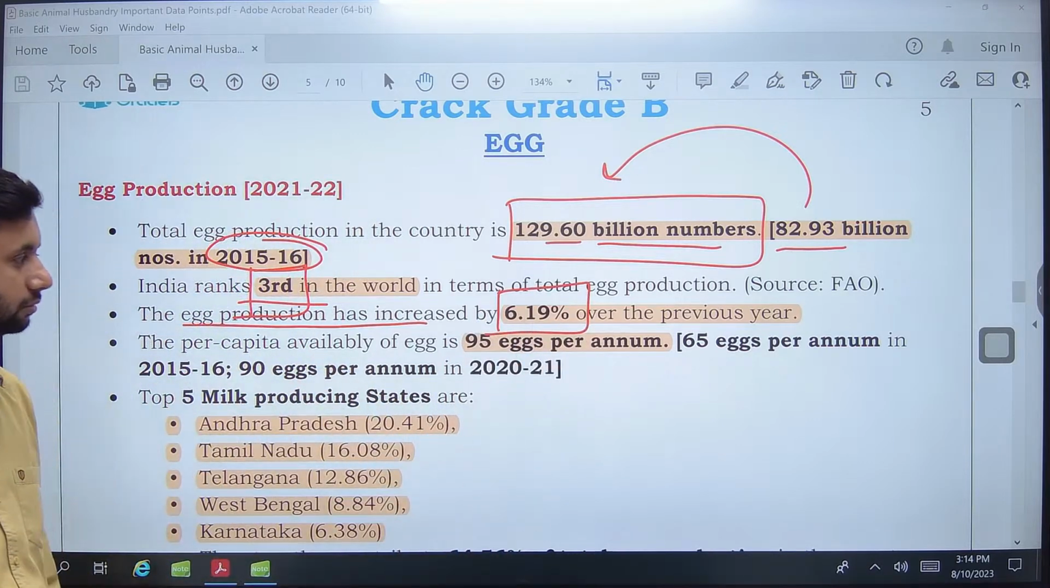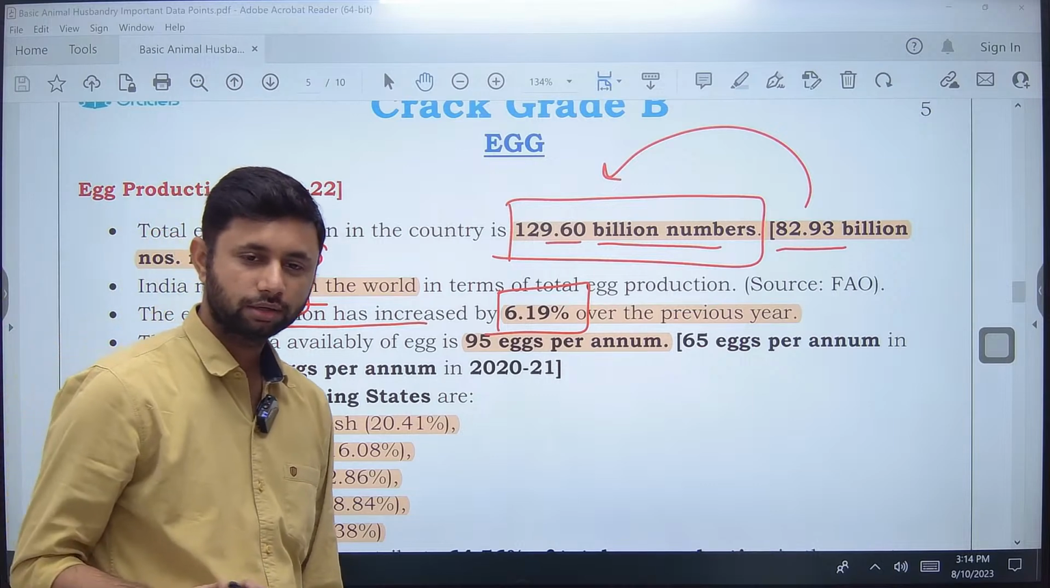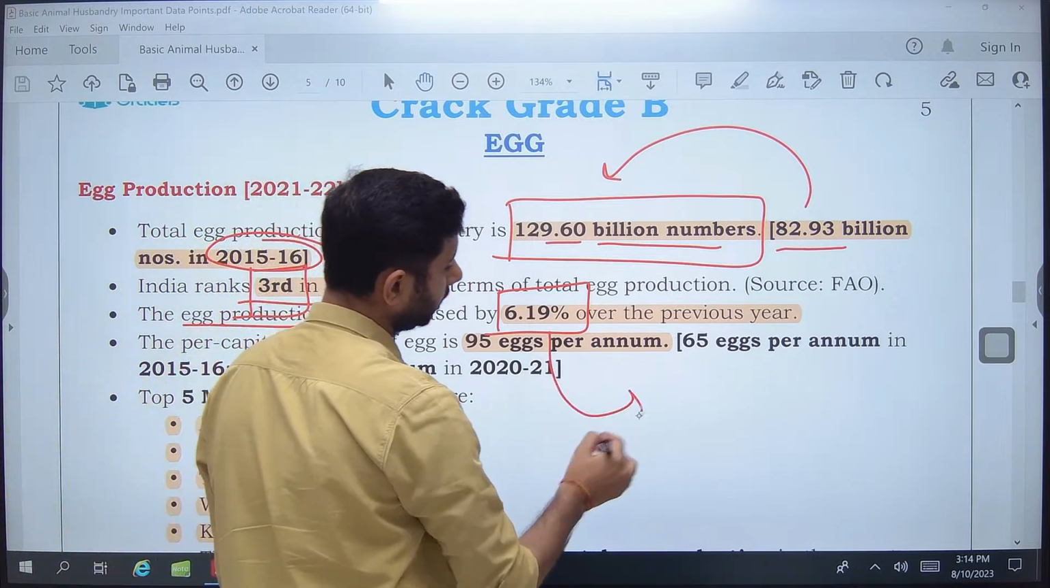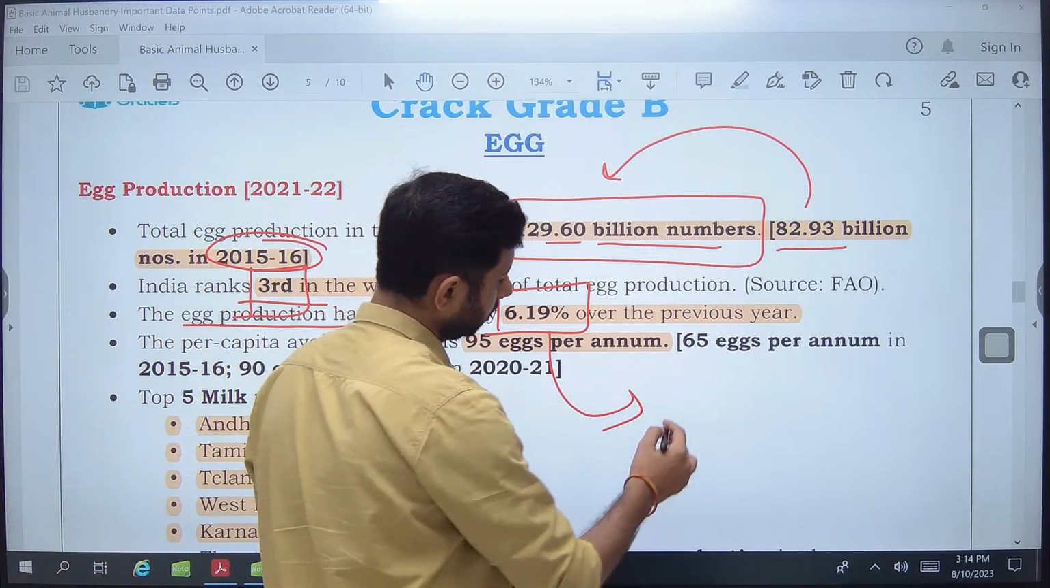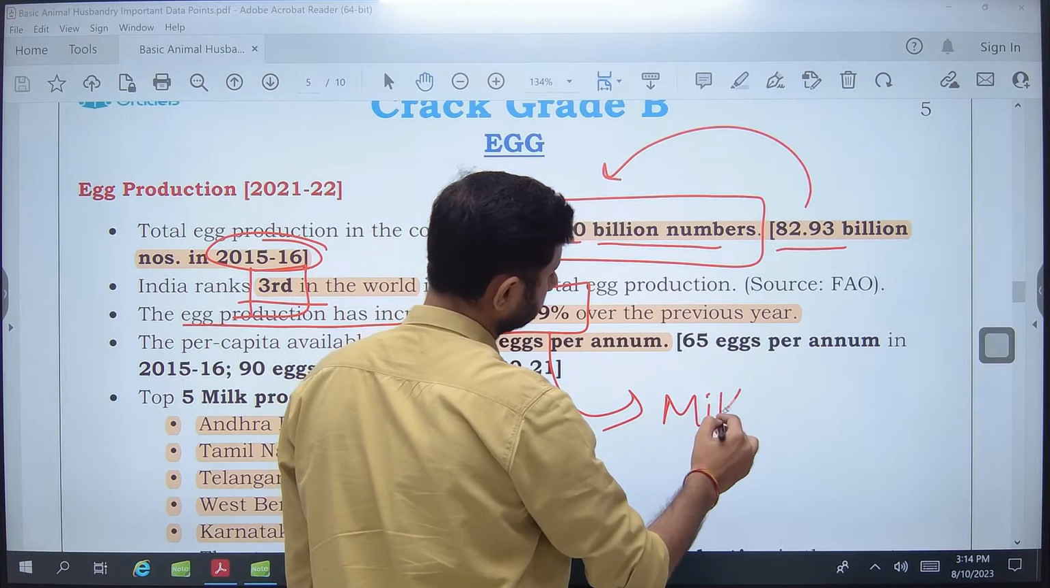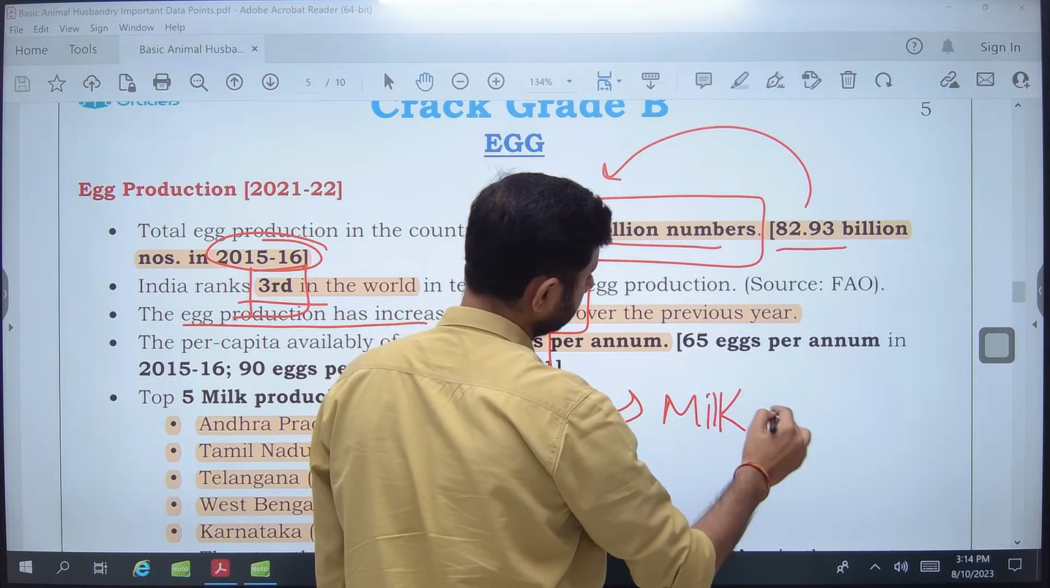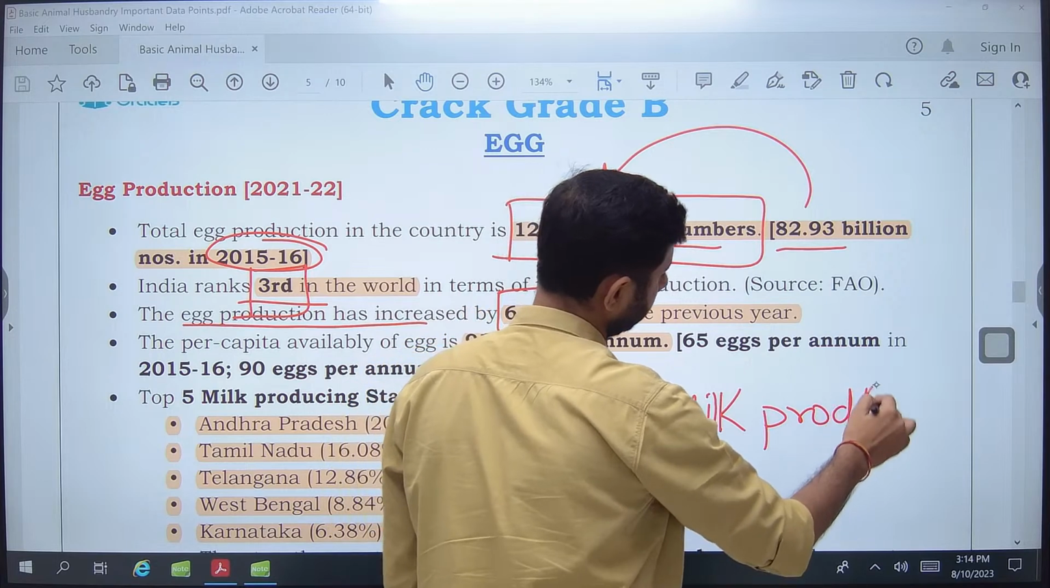6.19%. So since all of you are right now here, can anybody tell what is the growth rate in milk production? Then I'll see how many of you are attentive.